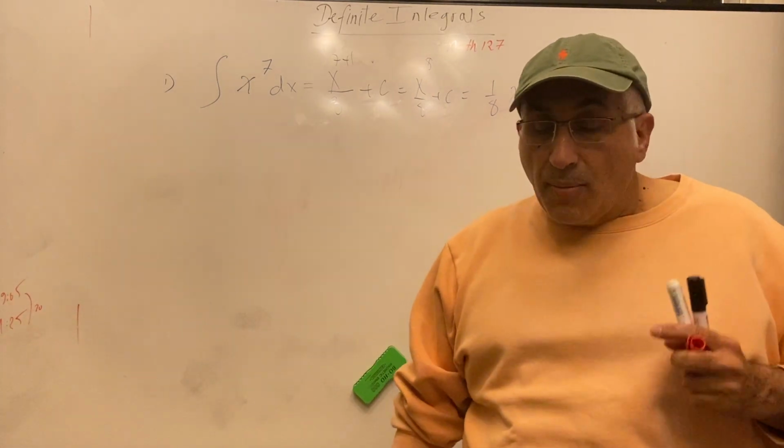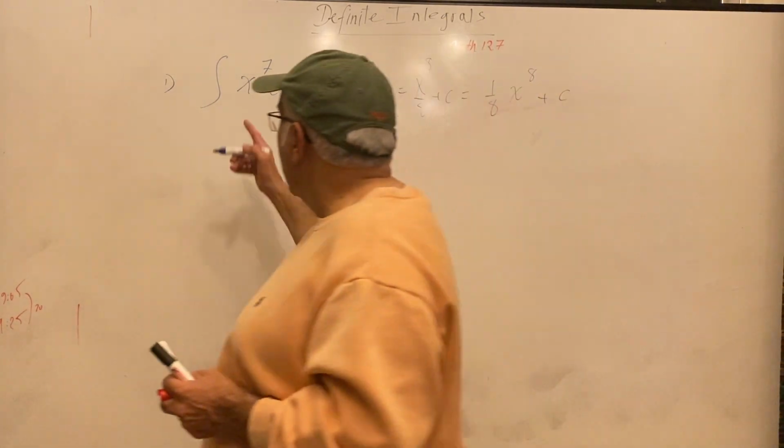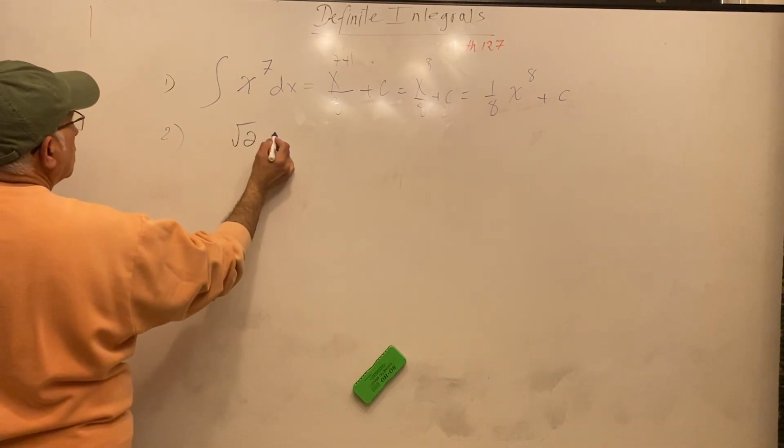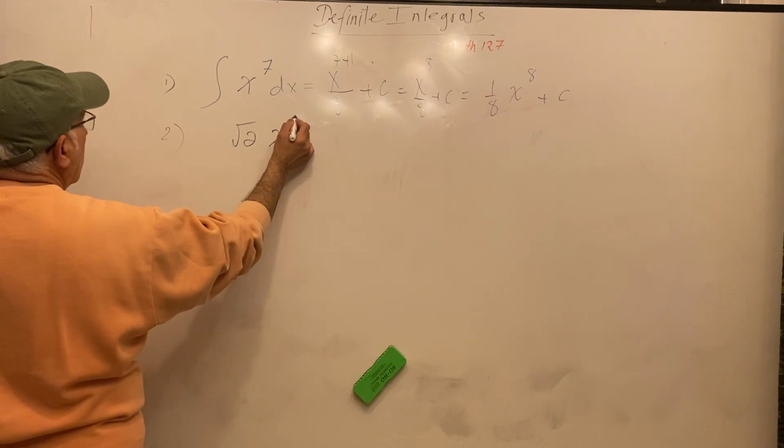Okay? How about if I have another little number here? Let's have a constant over there. Suppose I have the square root of 2x to the power 4.